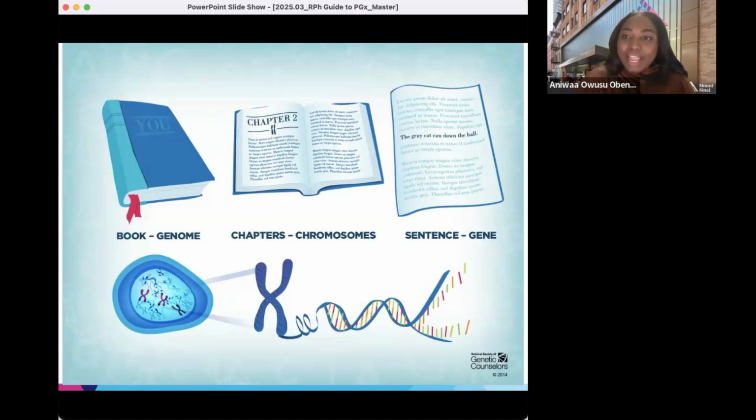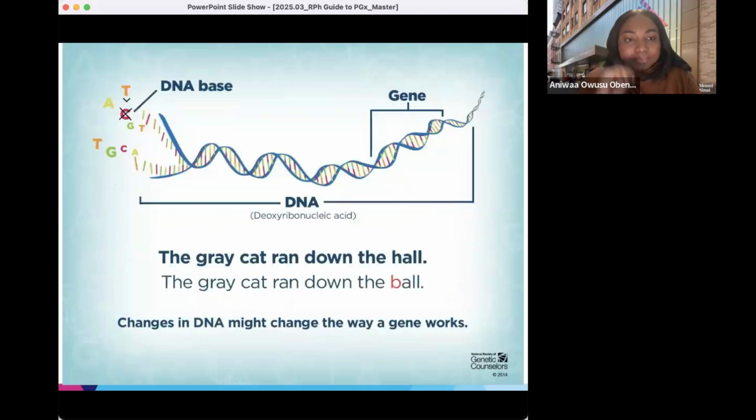Now, within each chapter, there would be paragraphs or sentences. So some genes are really small. They only make up maybe 100 base pairs, and then there are some that are kilobases long, right? So there are some genes that could be like sentence structures, whilst others could be as long as multiple paragraphs. So within each chapter or within each chromosome, there are chapters which form the genes.